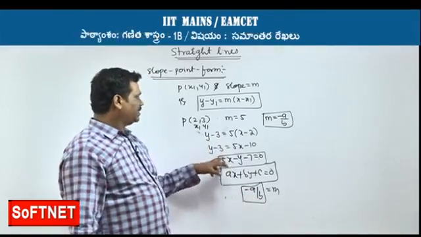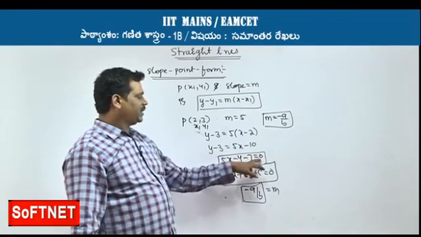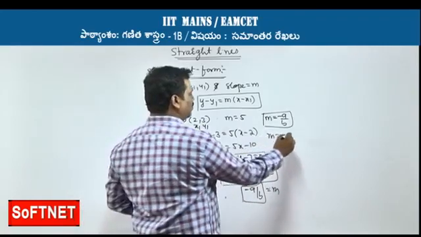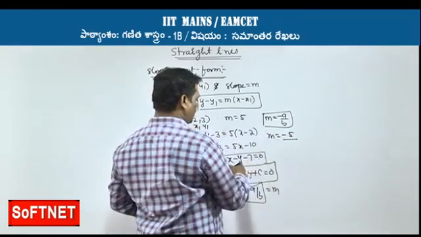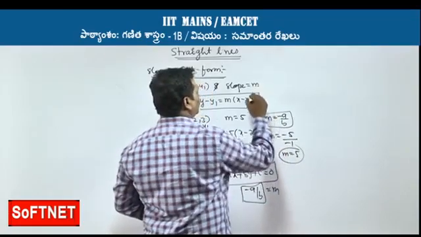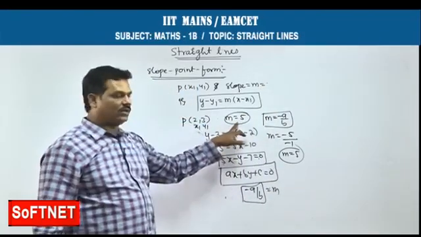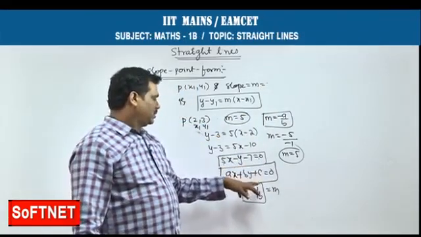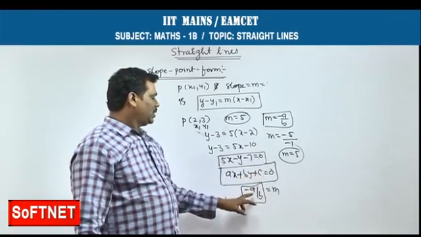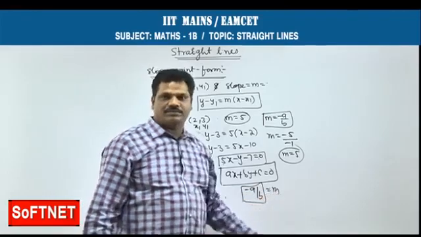For the previous problem example, the answer is 5x minus y minus 7 equal to 0. So, m is equal to minus a by b. Here a is 5, b is minus 1. So, m is equal to 5. The slope of the general equation of a straight line ax plus by plus c equal to 0 is m equal to minus a by b.